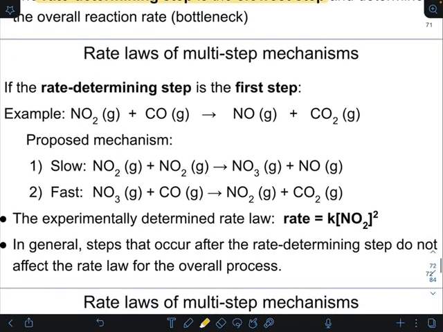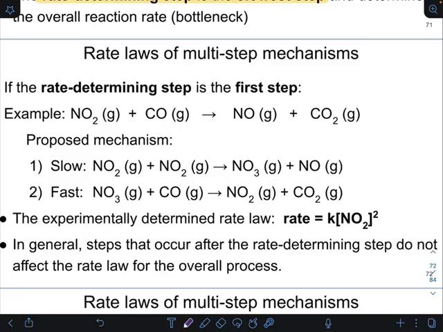Okay, so here's an example. Let's say we're talking about nitrogen dioxide and carbon monoxide reacting to form nitrogen monoxide and carbon dioxide. And we have a proposed mechanism. There's a slow step, which is NO2 and NO2 colliding to make NO3 and NO. So essentially one of the oxygens coming off and going to the other one. And then after that, there's a fast step where the nitrogen trioxide and the carbon monoxide react or collide, and you make nitrogen dioxide and CO2.